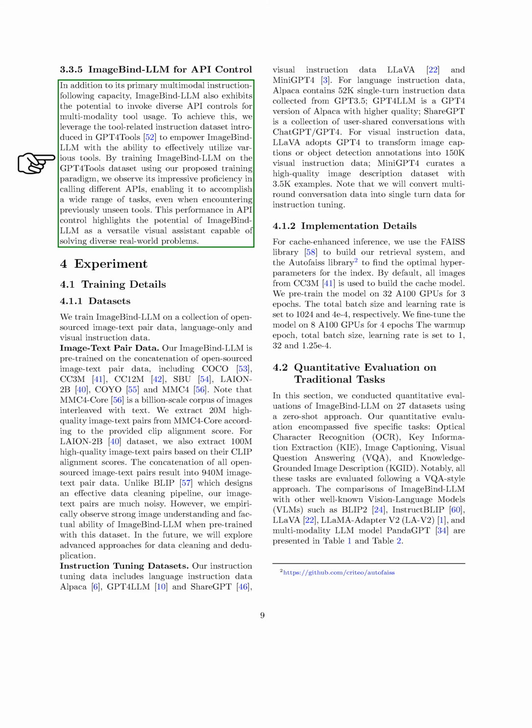In addition to following multimodal instructions, ImageBind-LLM also has the potential to control various APIs for multimodal tool usage. To achieve this, we've used the tool-related instruction dataset from GPT-4 tools to equip ImageBind-LLM with the ability to effectively use various tools. After training ImageBind-LLM on the GPT-4 tools dataset using our proposed training method, we've seen its impressive ability to call different APIs. This enables it to perform a wide variety of tasks, even when faced with tools it hasn't seen before. This proficiency in API control shows the potential of ImageBind-LLM as a versatile visual assistant that can solve a wide range of real-world problems.